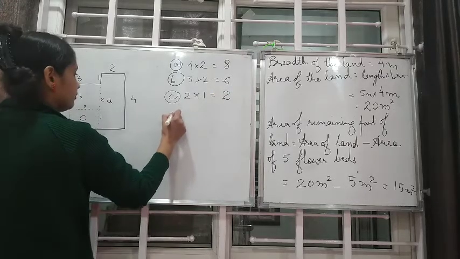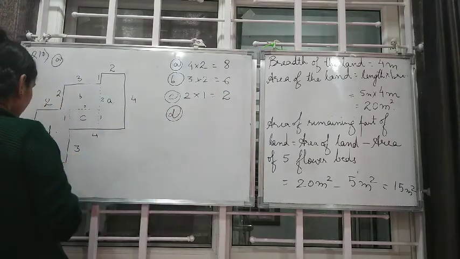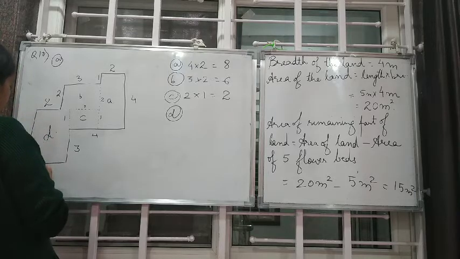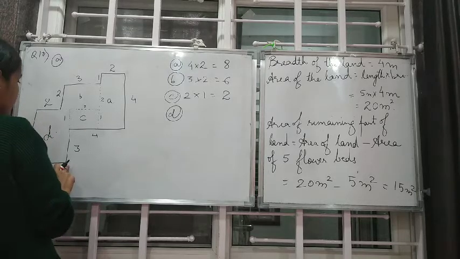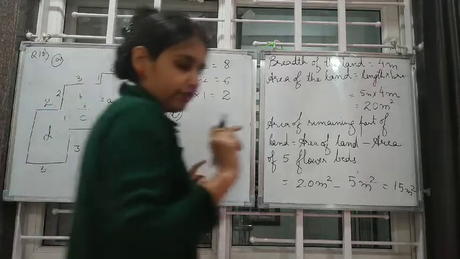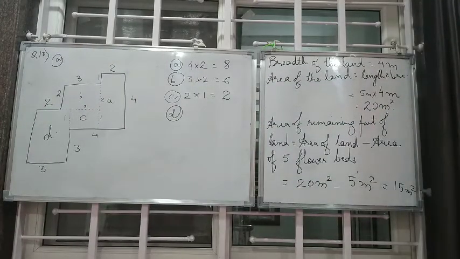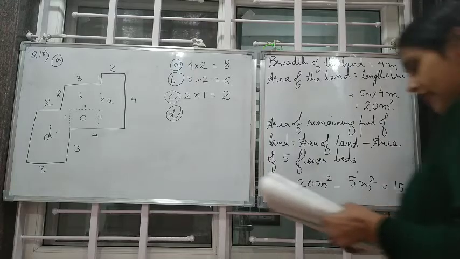Then we go to D. D, this is 3 and this is nothing. I'll check the book if it is given in that. 1 minute, children. It's given, 4.